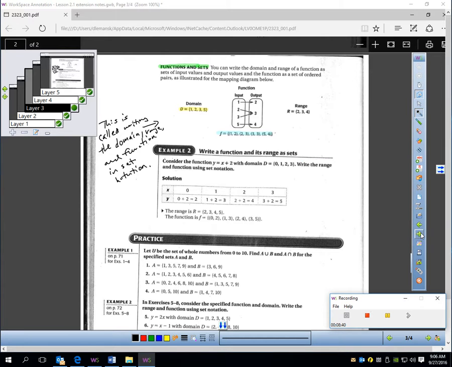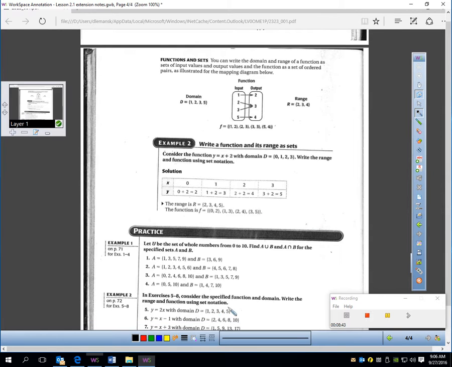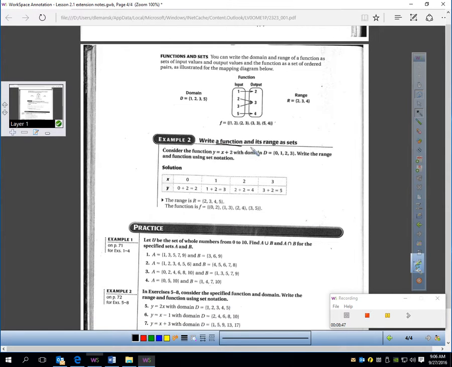And then the last part to talk about here, you'll see in the homework today, in the book work, they're going to ask you to write a function and its range as sets. So look at this example. Consider the function. The output is 2 more than the input with this domain, 0, 1, 2, 3. Write the range and function using set notation.